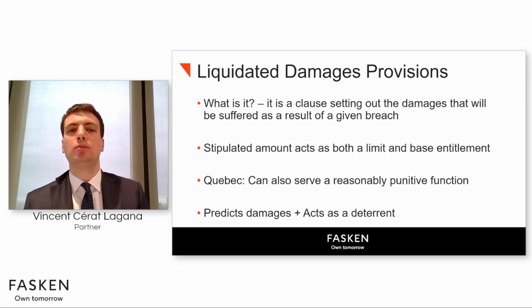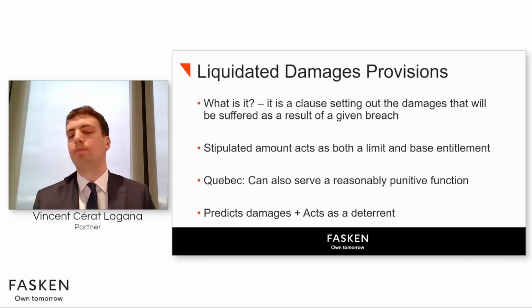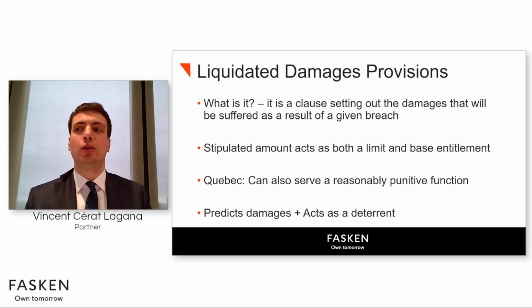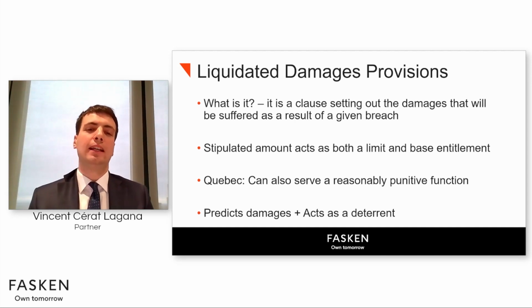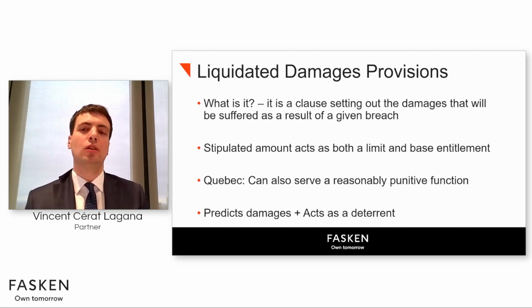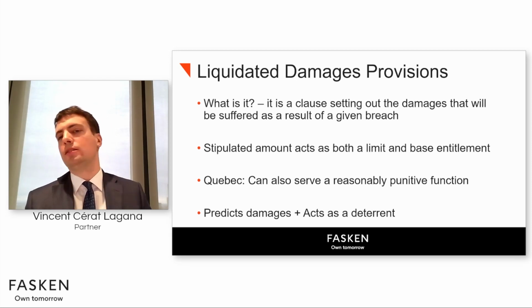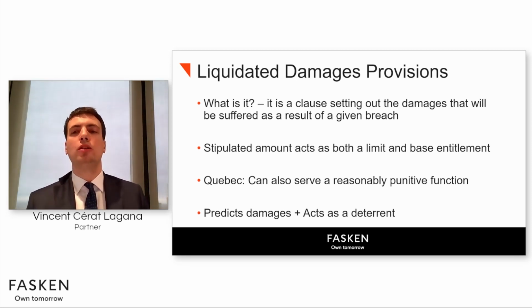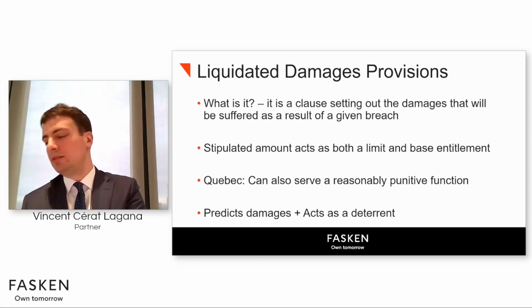So the key when it comes to liquidated damages provisions, well, first of all, what is it? It's a clause setting out the damages that will be suffered as a result of a breach, and it acts crucially as both a limit and an entitlement. It's at the same time a floor and a cap. And in Quebec, and I'll get into that, it can also serve a reasonably punitive function. So it's twofold. It liquidates your damages, pre-quantifies your damages, but also can serve a punitive function. So at least in Quebec, it predicts damages, but acts as a deterrent. It's a way to maximize chances that your contractant will not breach the contract. We can move to the next slide, please.